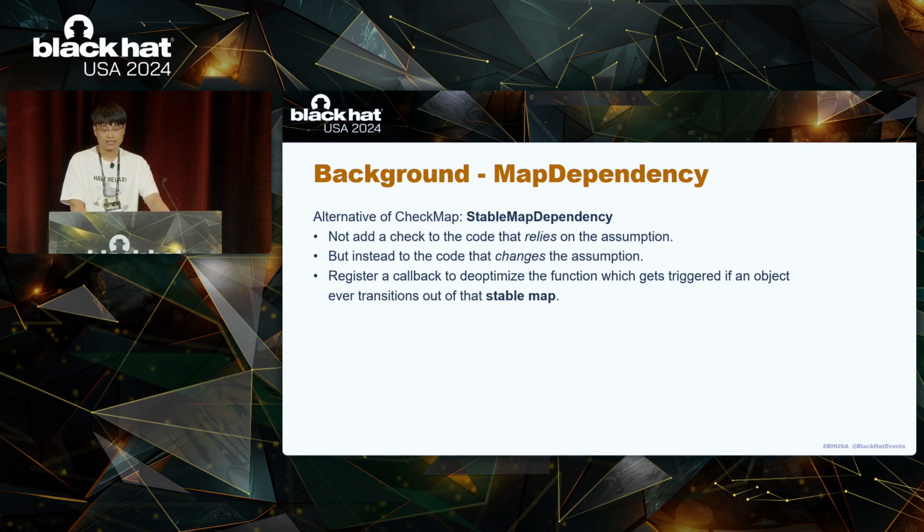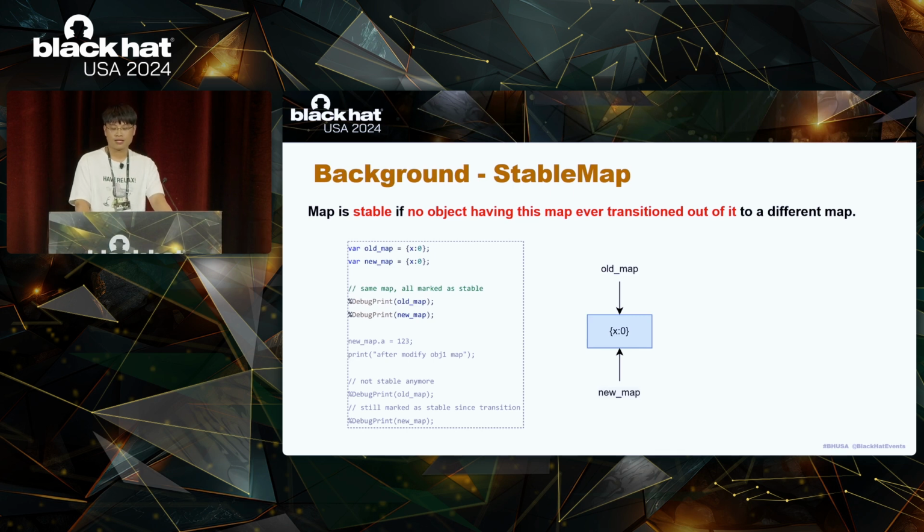The third point on the slides may not be clear. What's a stable map and what's a type transition? Here, we have prepared examples that demonstrate what a stable map is. Firstly, we create two objects of exactly the same type, variables old map and new map. The type of both objects shares the same map with only one property x. Initially, these two variables share the same map, and at this point, there are no other objects whose type is transitioned from this map. Therefore, the current map is marked as stable, with the box highlighted in blue.